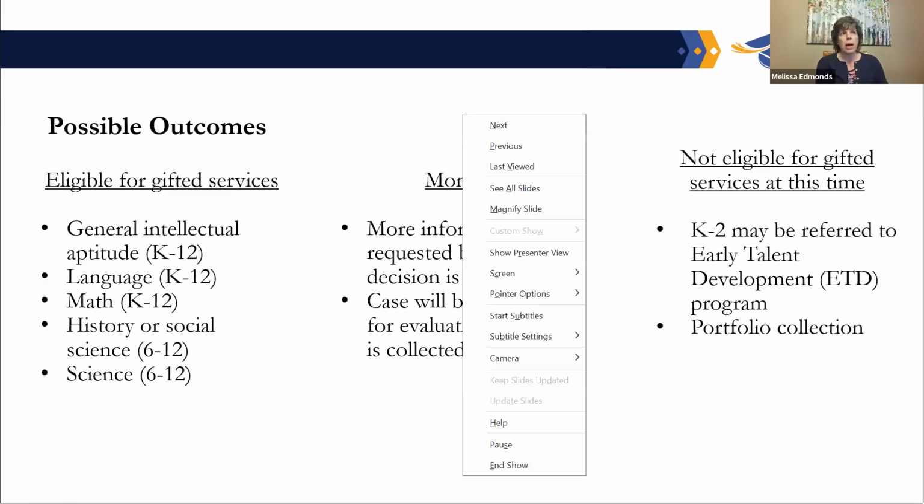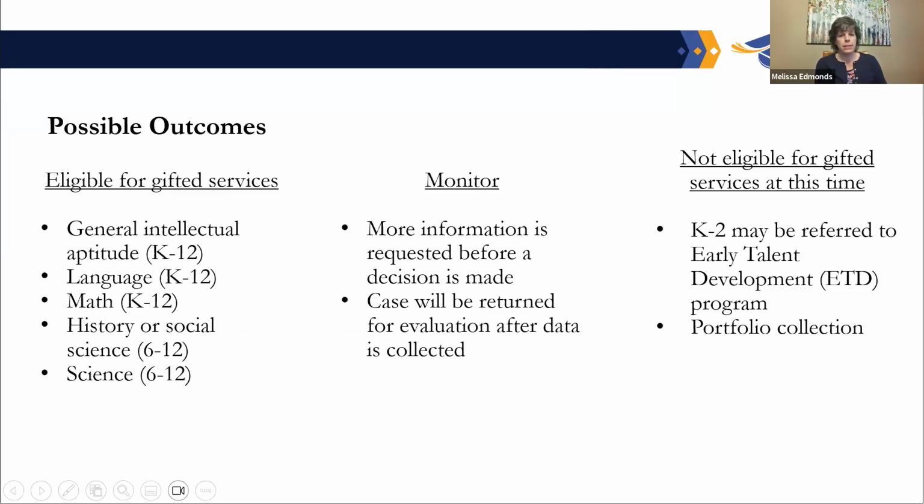What are the possible outcomes from the eligibility process? When you receive the letter explaining the committee's decision, you will see that one of three outcomes has been decided. First, a student might be eligible to receive these gifted services as an intervention. If that is the case, the letter will also include in what area your student's strengths were noted, whether it's a general intellectual aptitude, language, math, history and social science, or science.